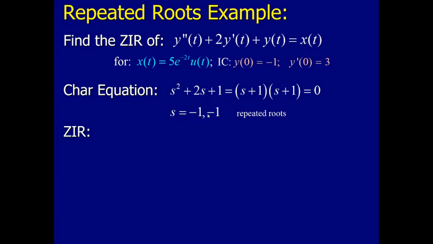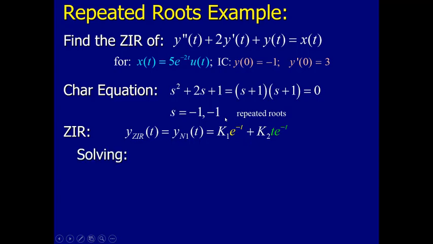Our zero input response then, which takes on the form of a natural response, has the form k1 e to the minus t from our first root and k2 t e to the minus t from the second root. The rest of the solution method goes on as before.